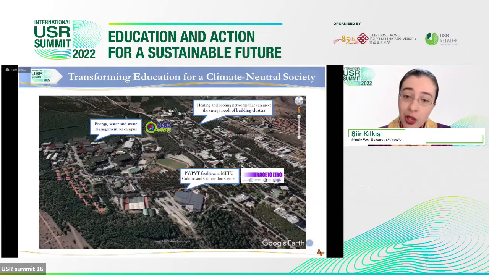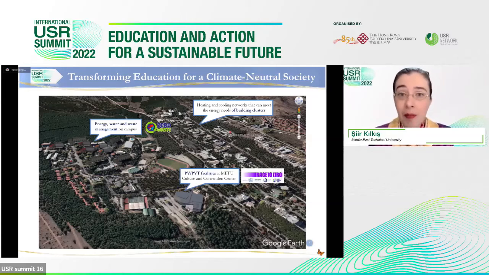Because universities, they are embedded in urban systems. They are a part of cities and where we live, where we work, and where we receive the education, where we teach the education. And also what we do in the university campuses can show a direction for what the city can do, what the country can do. And all the research that has been shared in this session also holds so much promise.